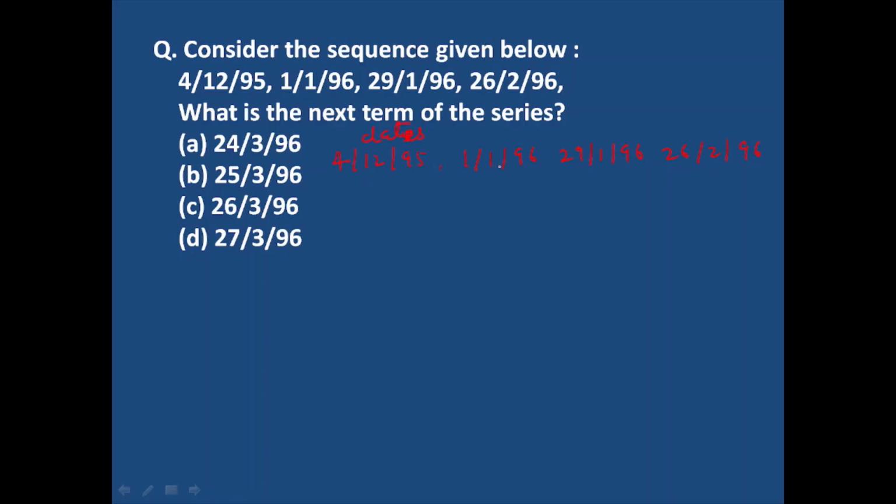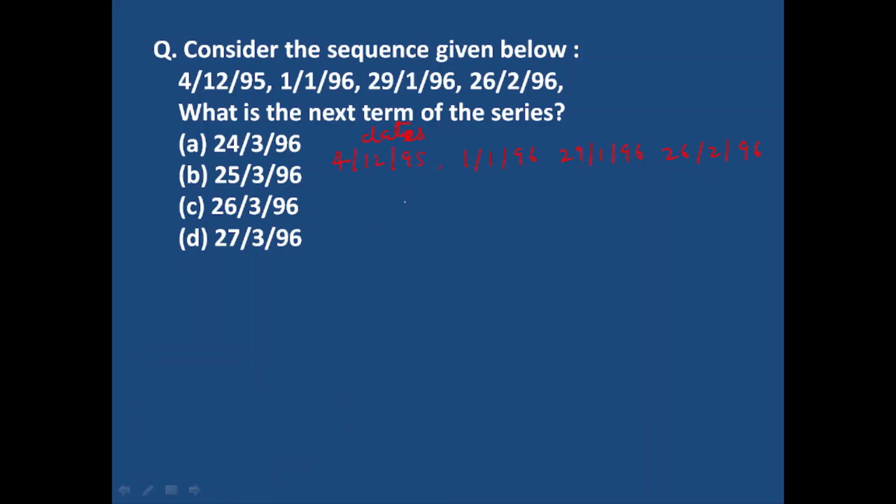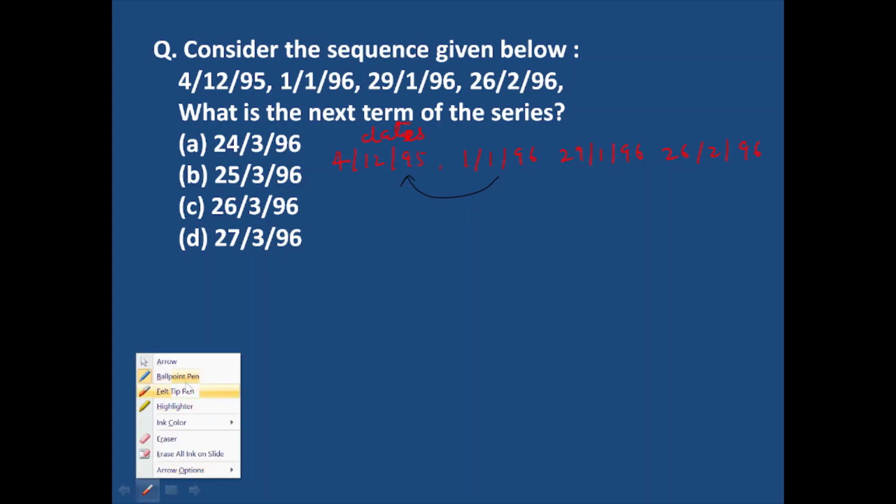Okay, this is a calendar date. We can use it here. This is 4, 12, 95, and this is 1, 1, 96. Then how many days difference is there between them?